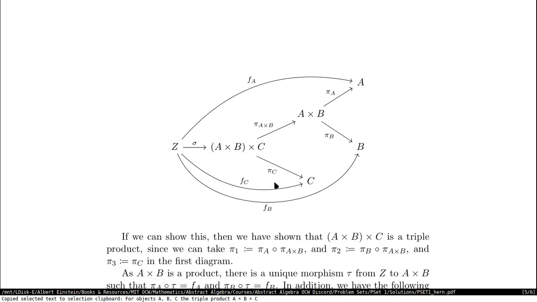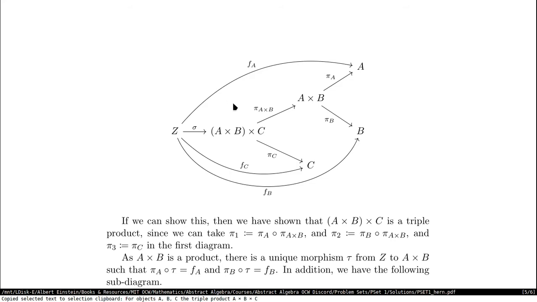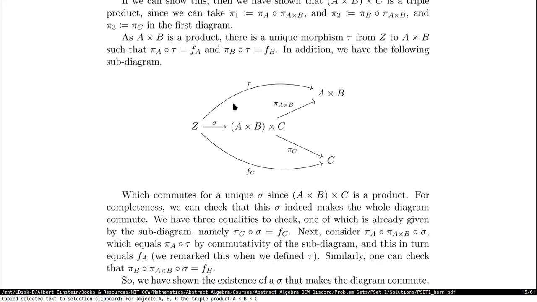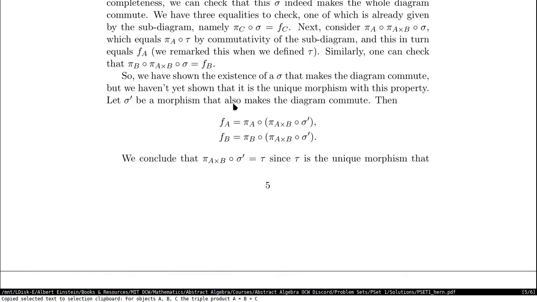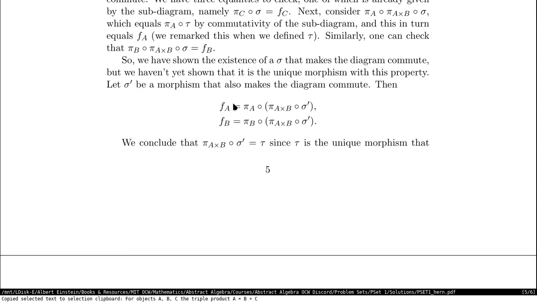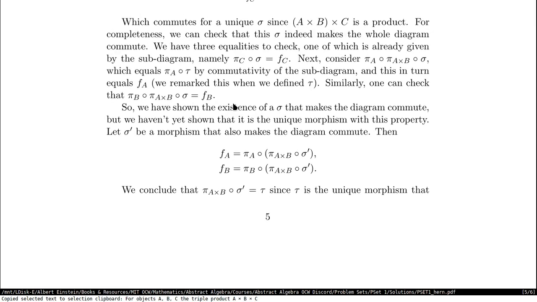So if that is a product, then you can actually get a free unique morphism from Z, which makes the subdiagram commute. And if you have the subdiagram commute, then you can just do a few things with it to show that the whole thing actually commutes, right?